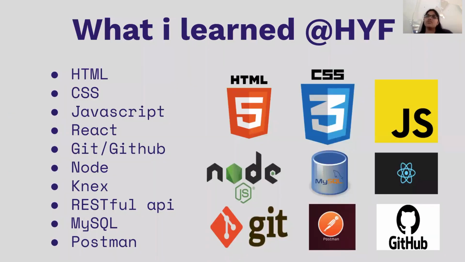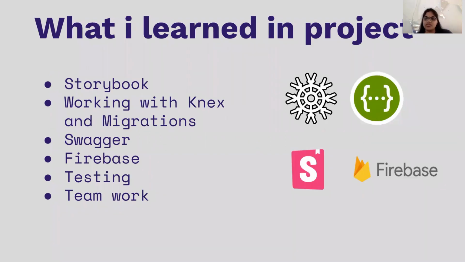What I learned in HackYourFuture is HTML, CSS, JavaScript, and React as front-end technologies, Node as a backend, MySQL as a database, Postman to test APIs, and Git and GitHub as version control. I also learned more technologies like Storybook, working with Knex and migrations, Swagger, Firebase, testing, and teamwork. As a team member, I learned how to work as a group, and we can achieve success with communication and coordination between team members.